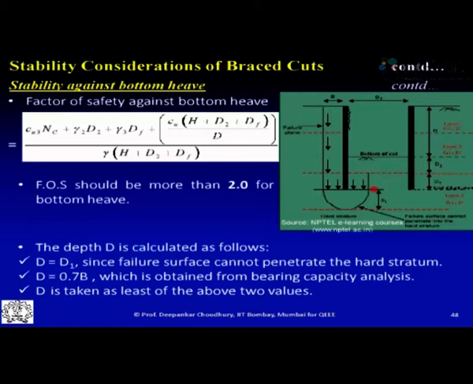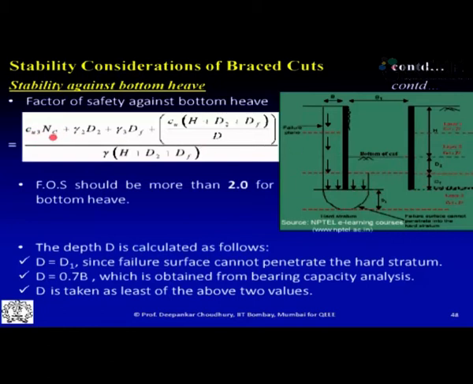Now who is resisting? What are the resisting forces? The resisting force is nothing but the bearing capacity of the soil we have. For bearing capacity we have to take the capacity at layer 3, because this diaphragm wall is resting or ending at layer 3, not other layers.